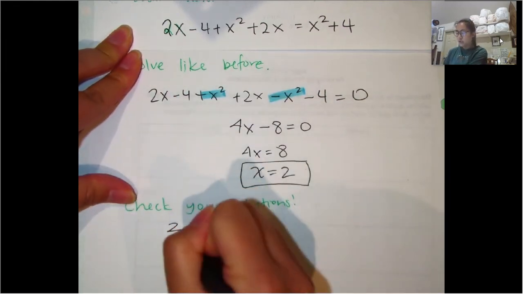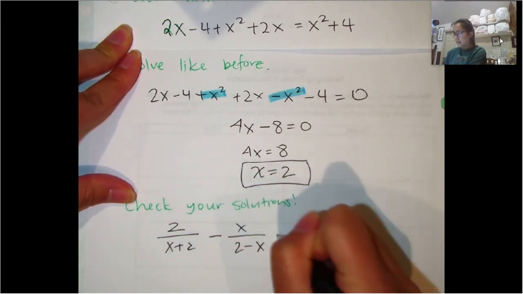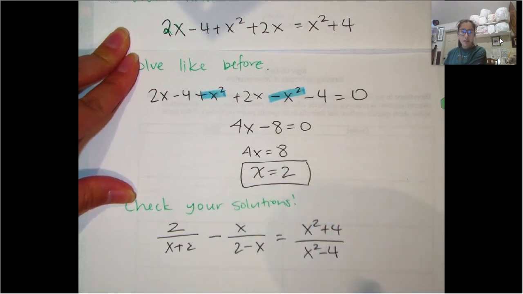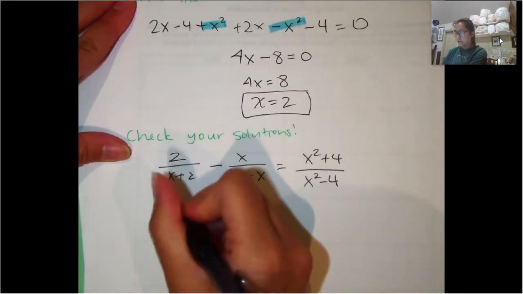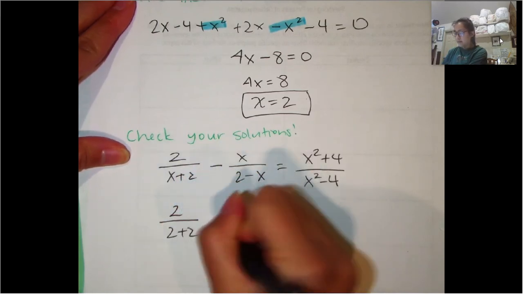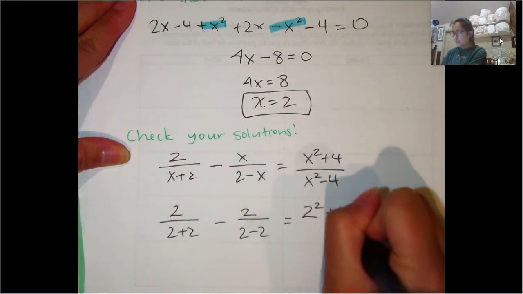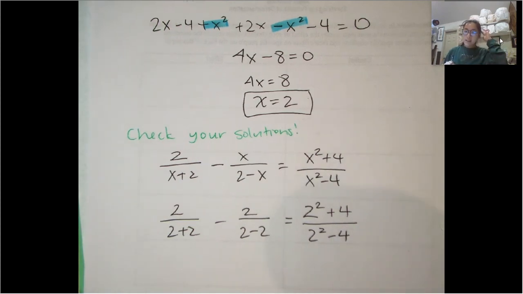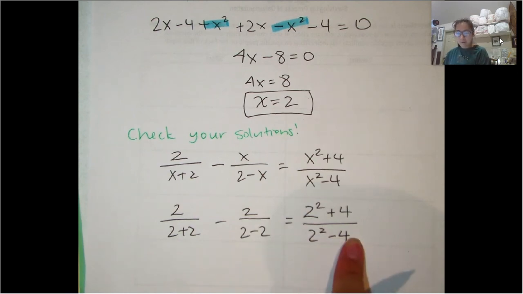So the original equation is 2 over x plus 2 minus x over 2 minus x equals x squared plus 4 divided by x squared minus 4. We'll plug in the 2 for x. And so we have 2 over 2 plus 2 minus 2 over 2 minus 2 equals 2 squared plus 4 over 2 squared minus 4. For those of you who are good at mental math, you'll see that 2 minus 2 equals 0, and 2 squared, which is 4, minus 4 equals 0, meaning that you have 0 in the denominator.